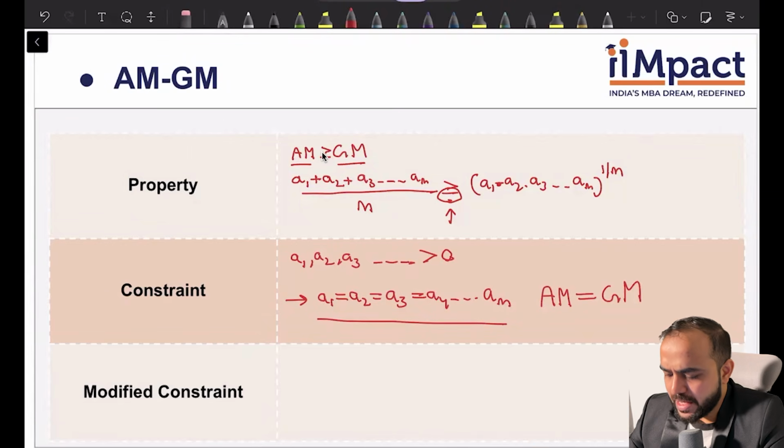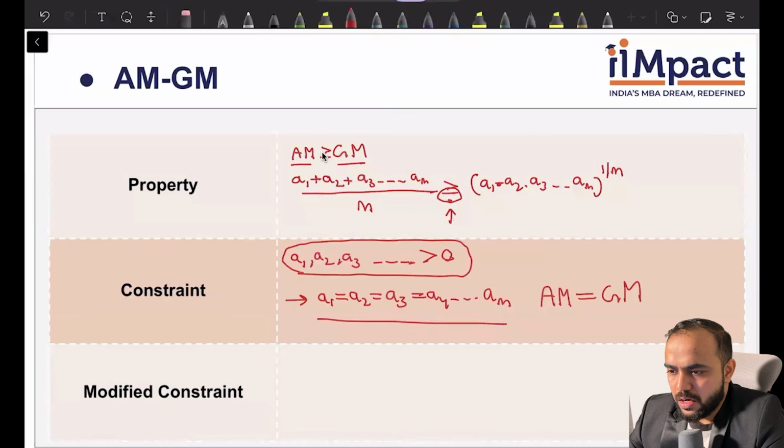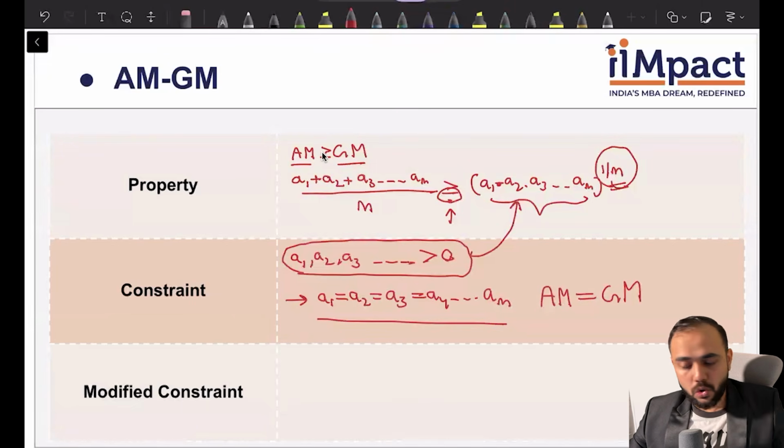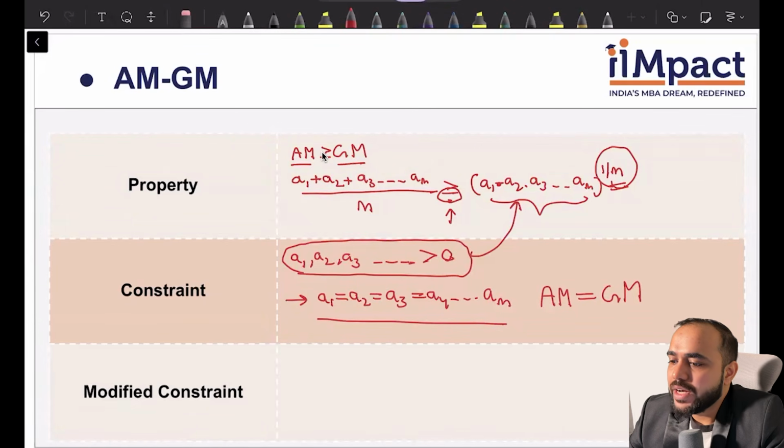Now, the constraint that we put, that all of these items have to be greater than 0. The reason for that was that geometric mean might not be defined if certain values are negative, because you have a 1 by n situation here, in which case if this becomes negative and n is even, then you will end up with an imaginary number there. So that is the reason why we do not define AMGM for negative numbers. However, there is a workaround for that.